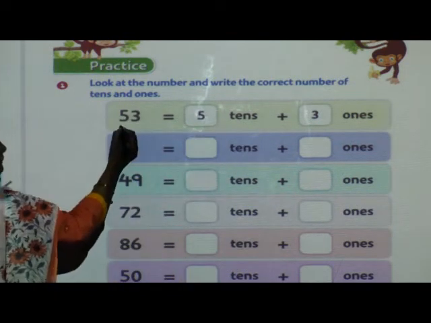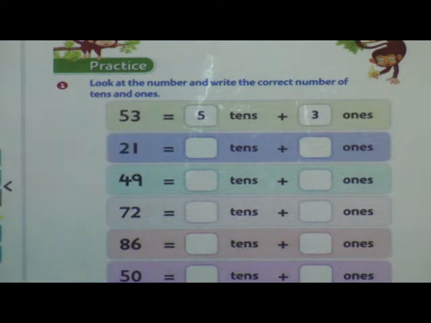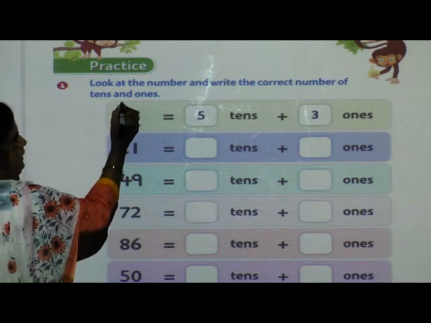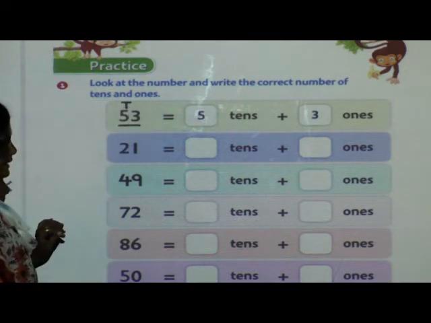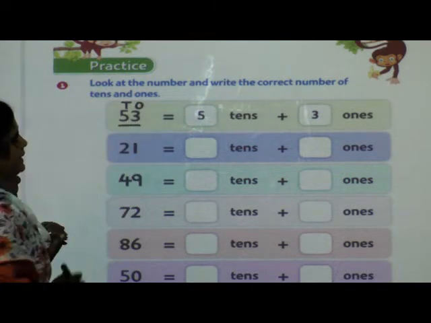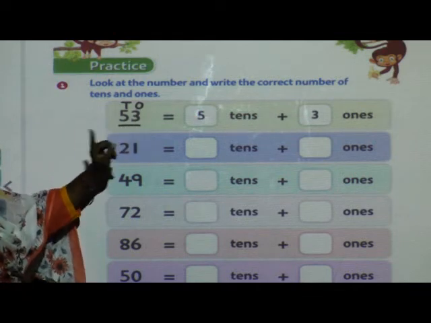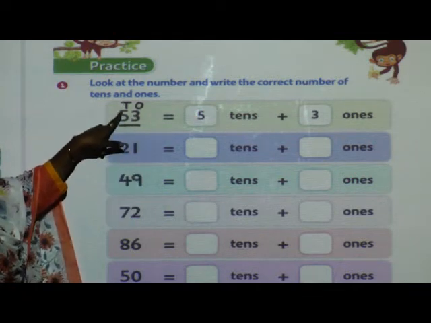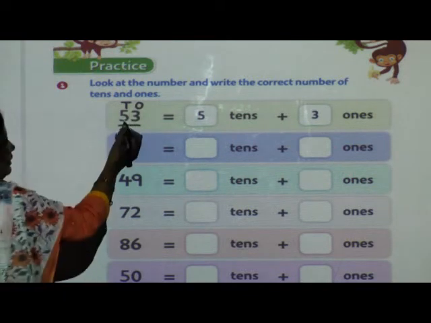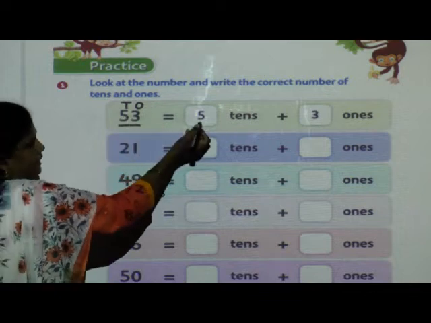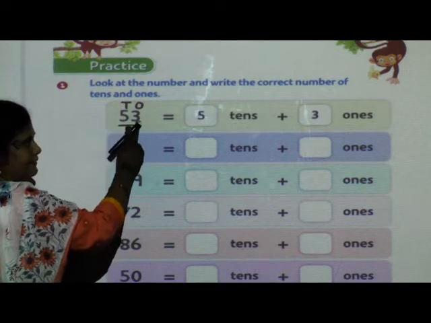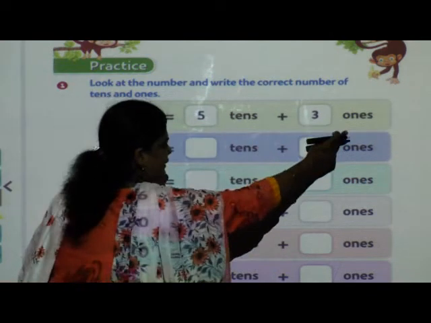See here the number 5 3, 53 is there. Every time this first number is known as tens, that is T, and the other side number is known as ones, that is O. So every time you have to remember this is the first number, tens, and the second number, that is ones. Okay, so see, first tens means 5 and 3 means ones. There were 5 bundles and 3 ones. So 5 tens and 3 ones.